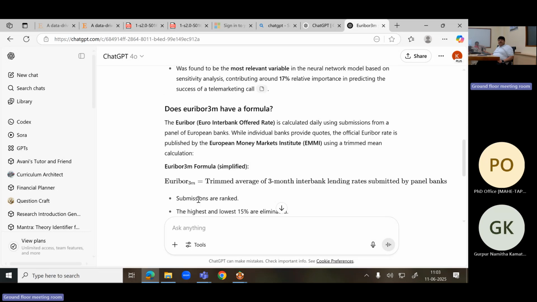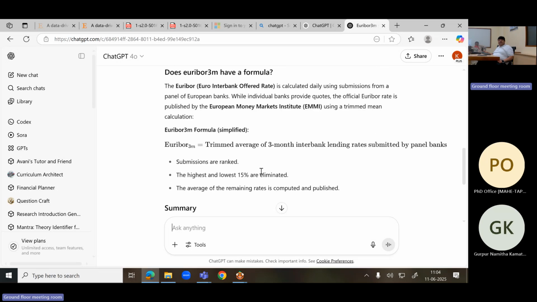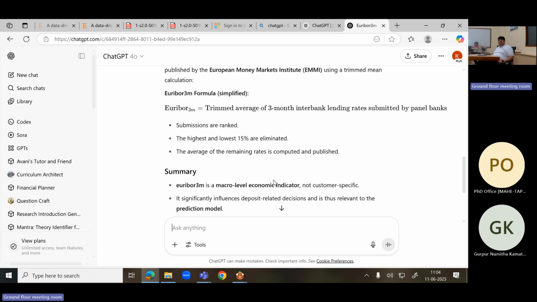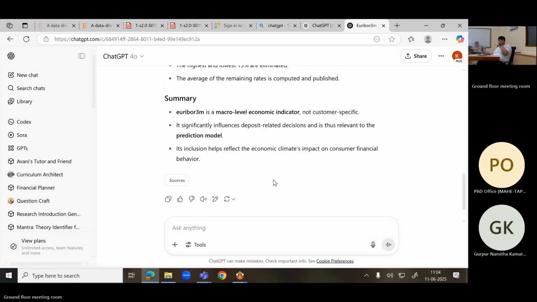Does Euribor 3M have a formula? It is calculated daily using submissions from a panel of European banks. Okay, so a trimmed average of 3-month interbank lending rates submitted by national banks. Okay, it significantly influences deposit-related decisions and consumer financial behavior.